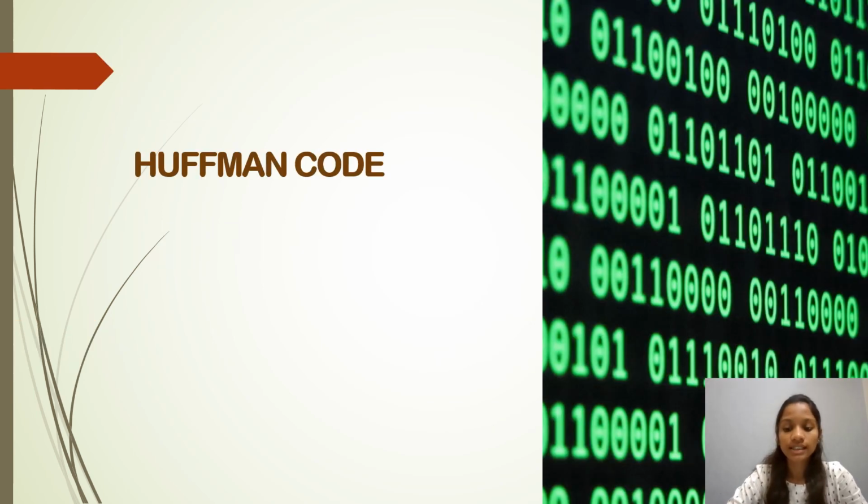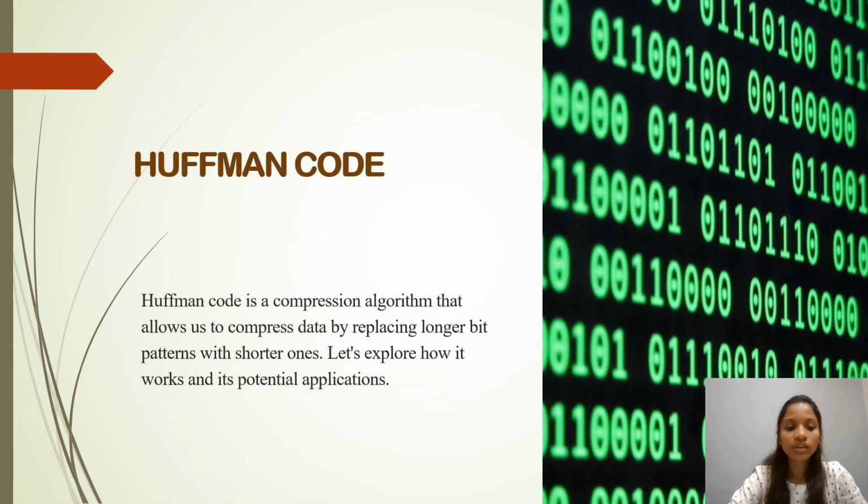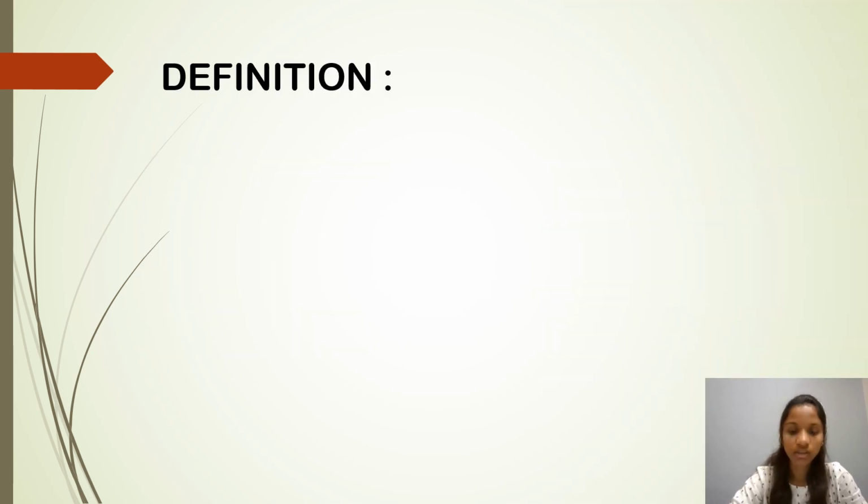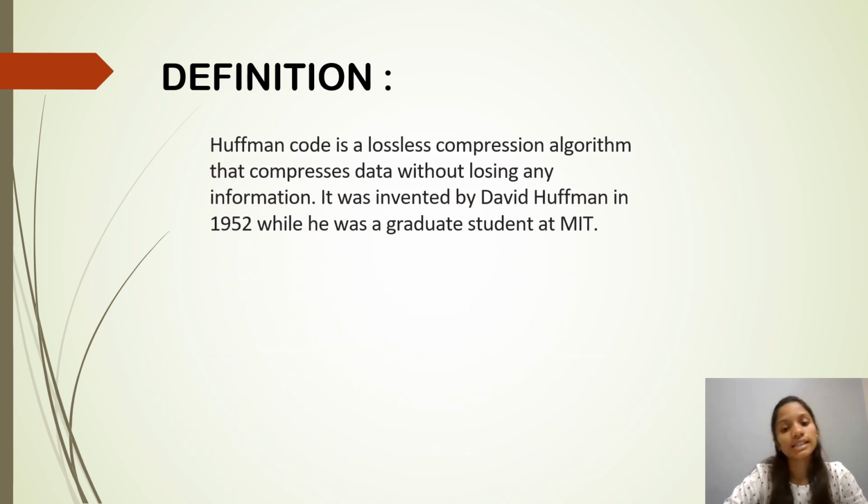Today we are going to discuss a topic called Huffman code. Huffman code is a compression algorithm that allows us to compress data by replacing longer bit patterns with the shorter ones. Now let us explore how it works and its potential applications. Huffman code is a lossless compression algorithm that compresses data without losing any information.